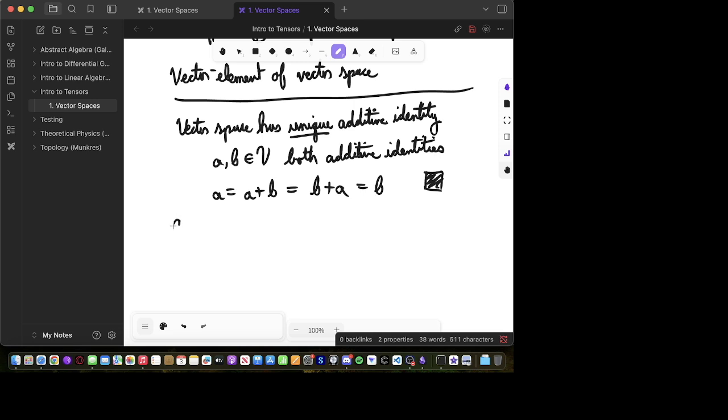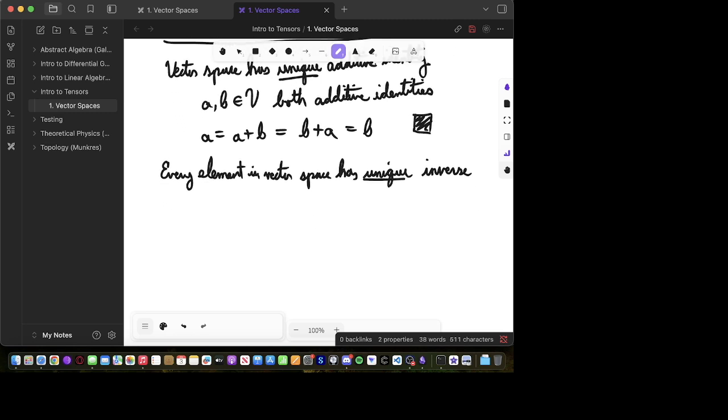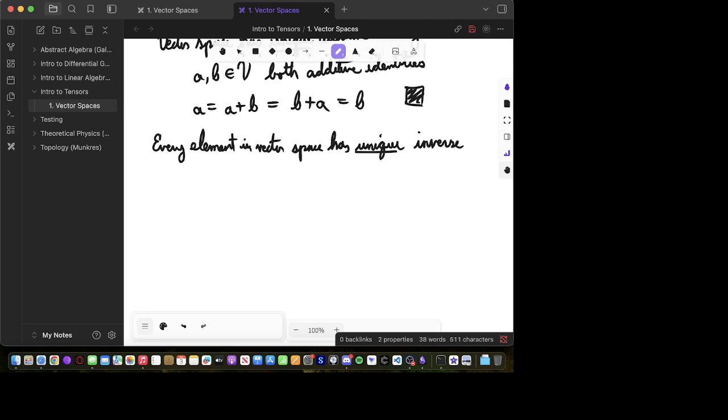The second theorem is that every element in a vector space has a unique additive inverse. So suppose that for some vector v, then u and w in V are both additive inverses of v.